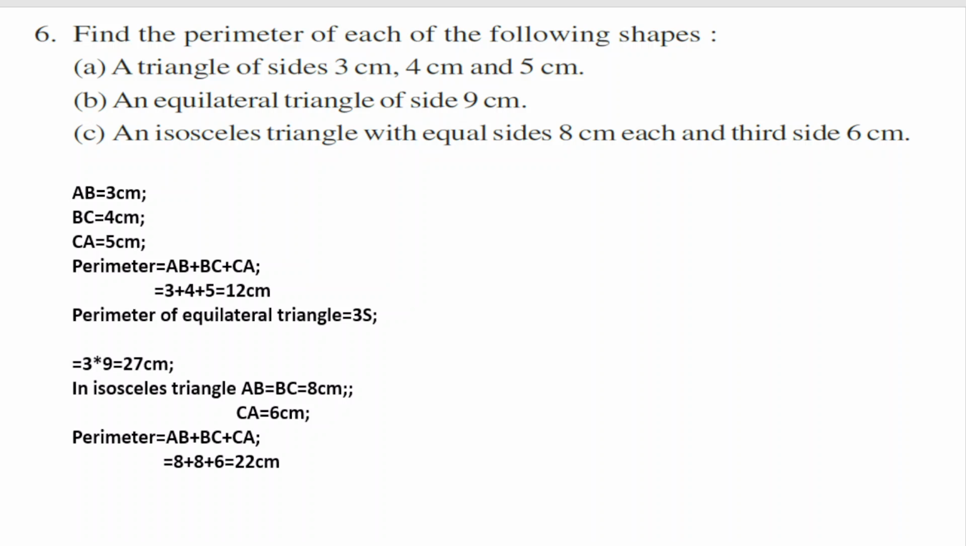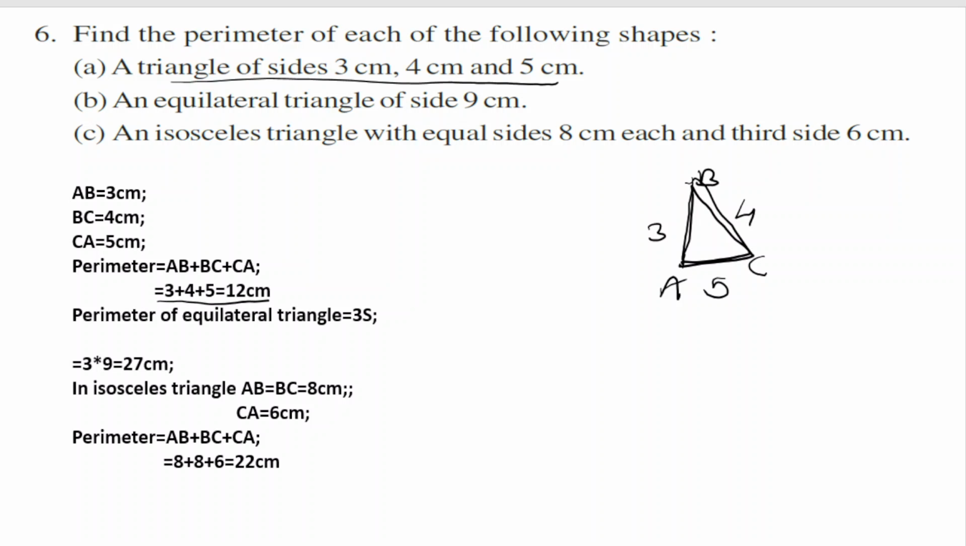And coming to the next one, find the perimeter of each of the following shapes. Suppose a triangle of sides 3 centimeters. Suppose this is a triangle ABC and the sides were given as 3 centimeters, 4 centimeters and 5 centimeters. That is nothing but perimeter equal to AB plus BC plus CA, that is nothing but 3 plus 4 plus 5, that is equal to 12 centimeters.